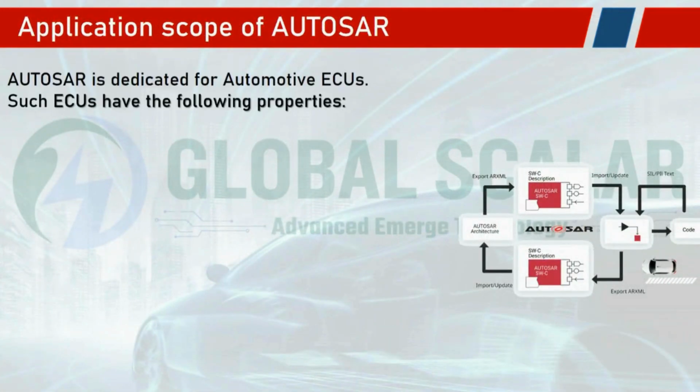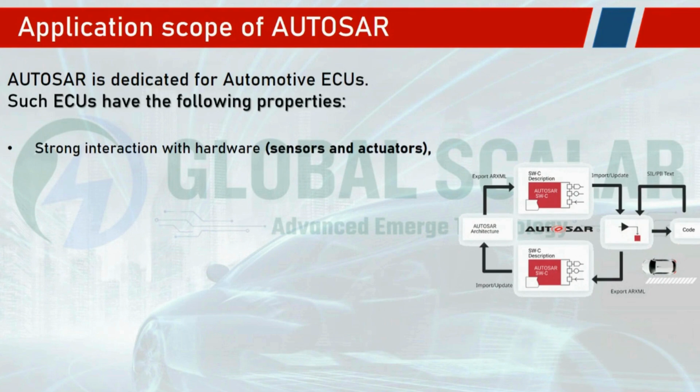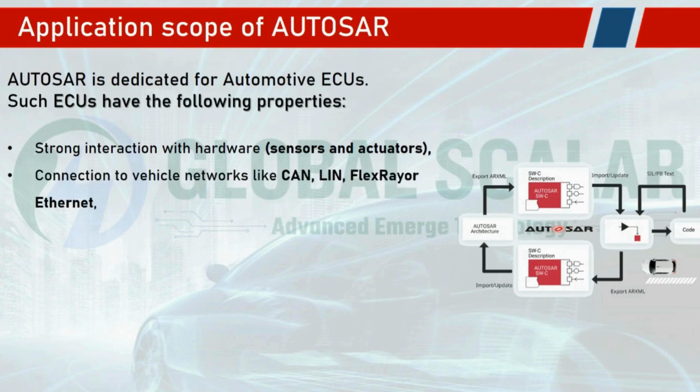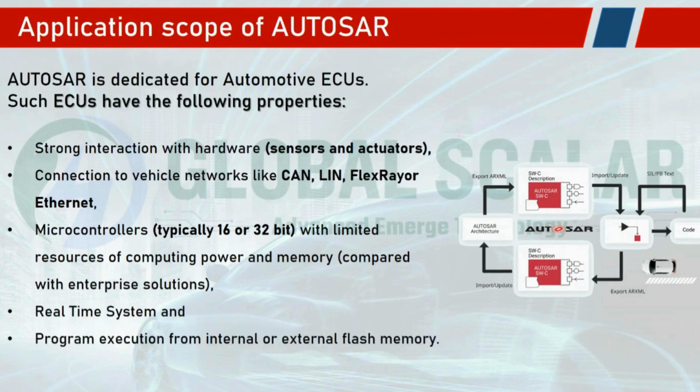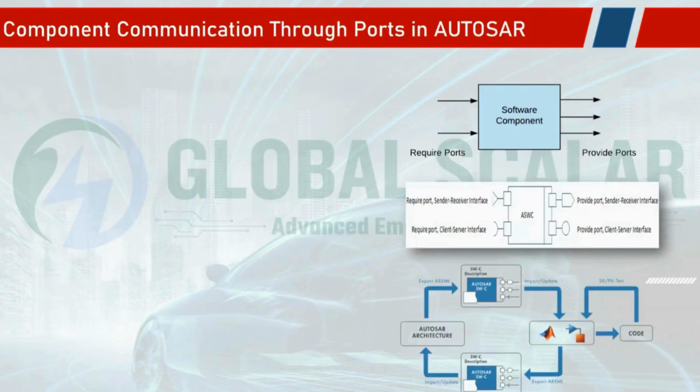The main application scope of the Autosar is the strong interaction between the hardware related to the sensors or the actuators, and it connects the vehicle networks like CAN, LIN, FlexRay, and Ethernet protocols. And the microcontrollers typically support 16 and 32-bit microcontrollers, and it is a high computing controller that requires some essential power, and it should handle some part of memories configured, and it is real-time and the program executes from the internal and external flash memories.